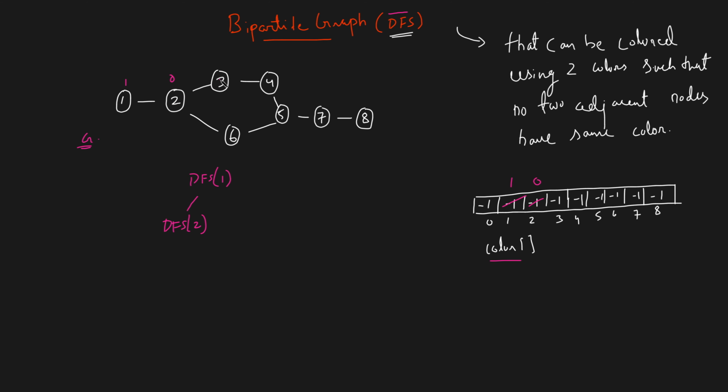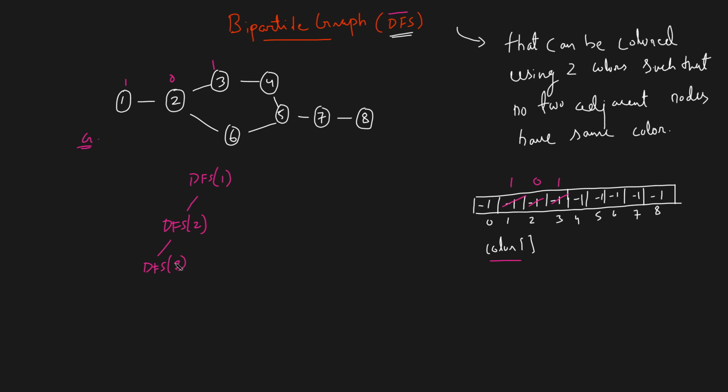That's 3. So when you check out the next adjacent node 3, what you do is, it is not colored. It's -1. So you color it with exactly the opposite color of 2. That's 1. So color it. And after that, you call the DFS function. Very good. After that, call the DFS function. Okay. So you've called the DFS function.